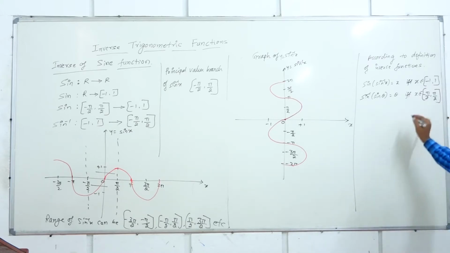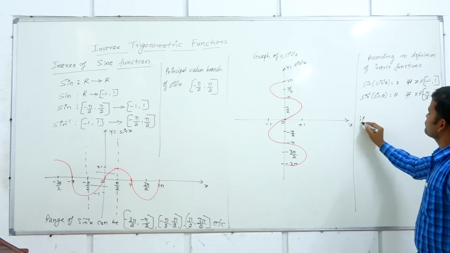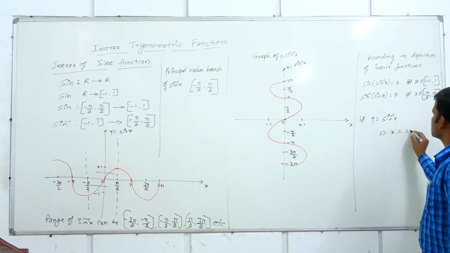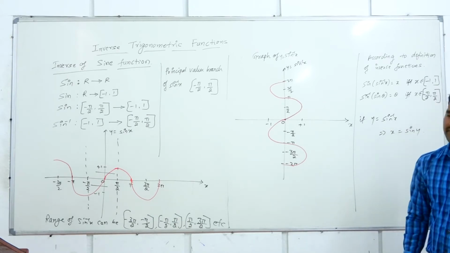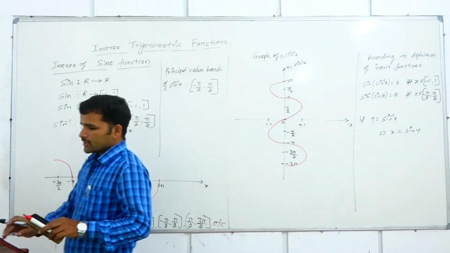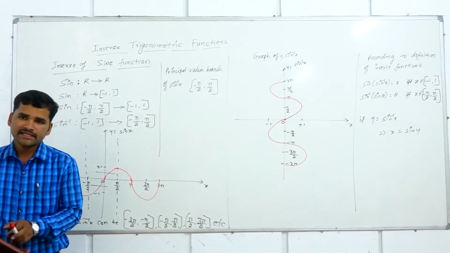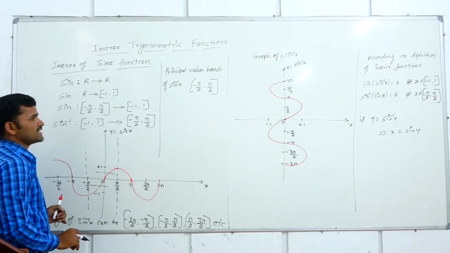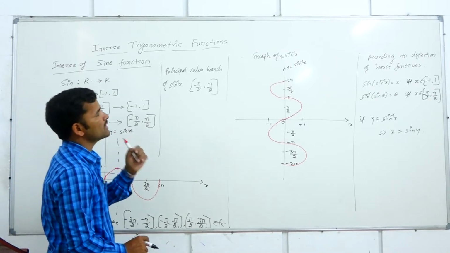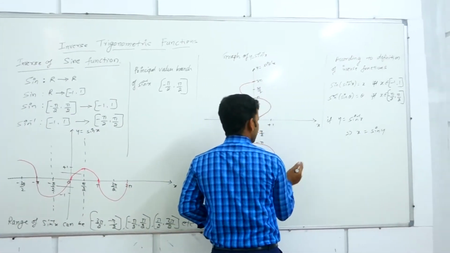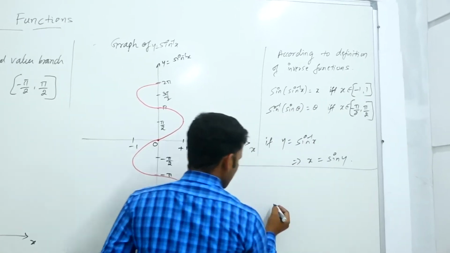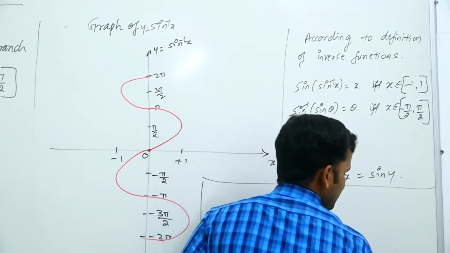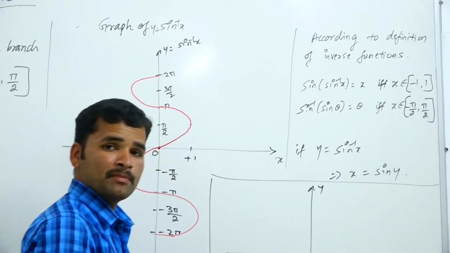According to the definition, we can write, whenever we have y is equal to sine inverse of x, this can be written as x is equal to sine y. Okay, if you observe the graph of sine and sine inverse, you see, this is the graph of sine x, and this is the graph of y is equal to sine inverse of x. You observe both of them. Both are mirror images of each other about the line y is equal to x.